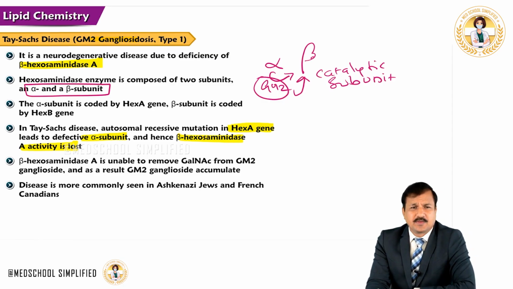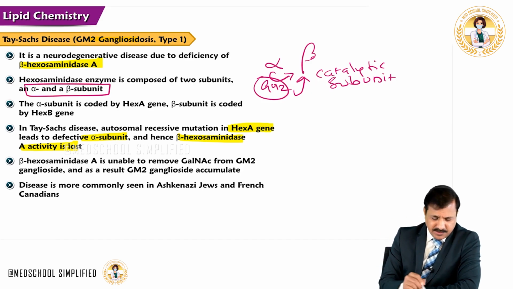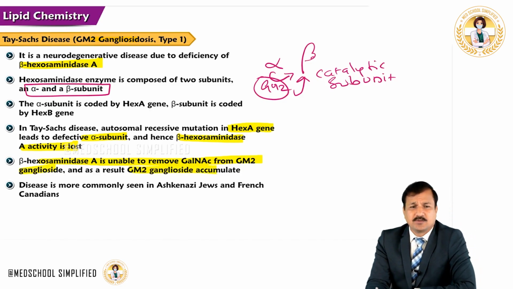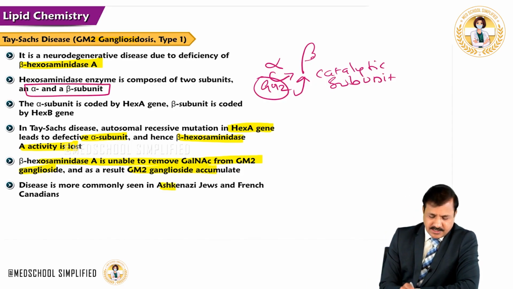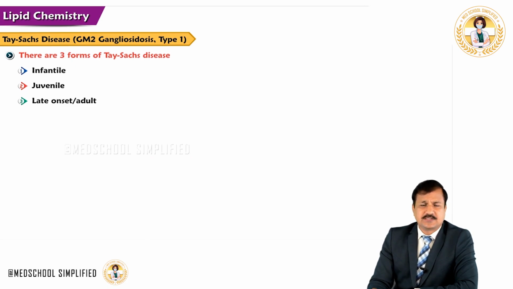A for alpha. Hexosaminidase uppercase A that is written there is alpha, means the alpha subunit is defective. The HEXA gene is mutated. Okay, so because of this, hexosaminidase A is unable to remove N-acetyl-galactosamine from GM2 ganglioside, and that's why it results in GM2 ganglioside accumulation. That is why the disease is referred to as GM2 gangliosidosis. And this disease is more common in the Ashkenazi Jewish population and also French Canadians. Remember that. Now there are three forms of Tay-Sachs disease.